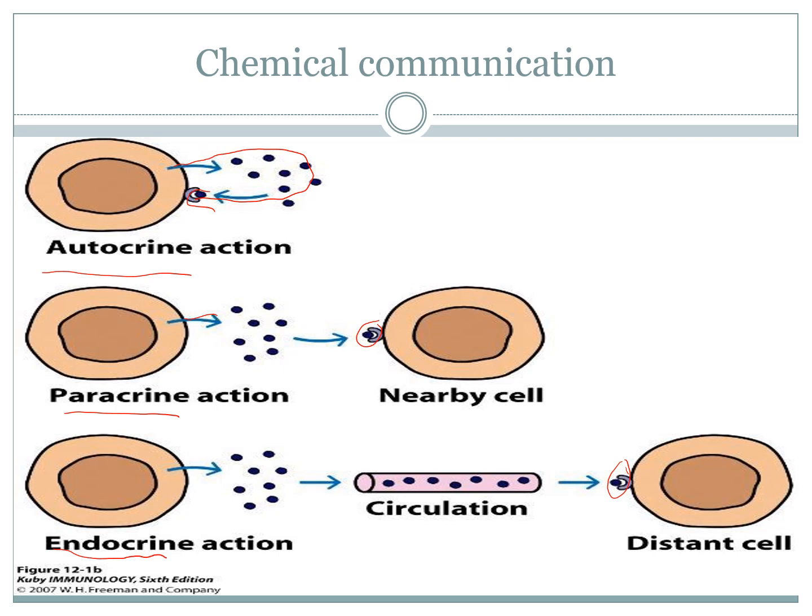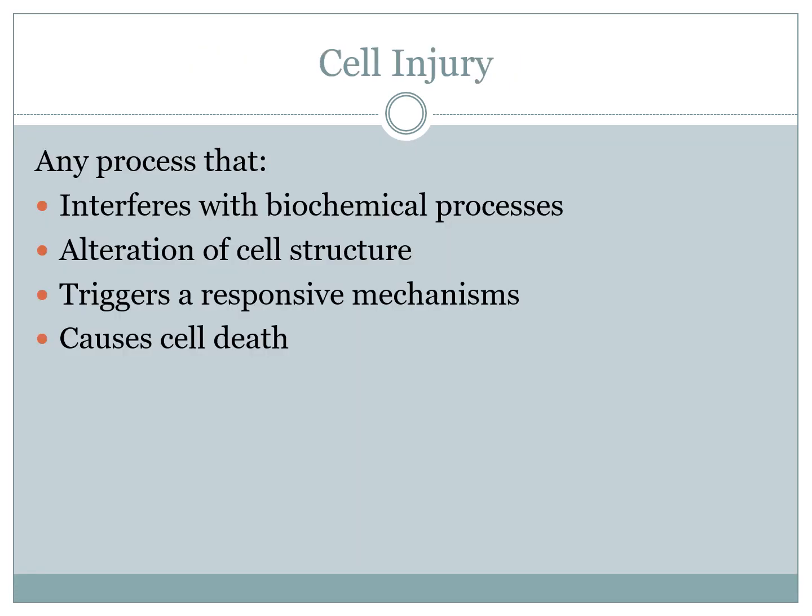So let's move down into cell injury. So that's a normal happy cell and what they do. Now a cell injury is simply anything that interferes with the biochemical processes. Cells are responsible for a huge amount of biochemical processes, mostly cellular respiration is the massive one. Protein synthesis is another huge one. So anything that occurs that interferes with those processes is considered a cellular injury.